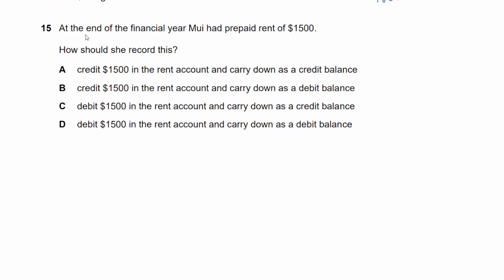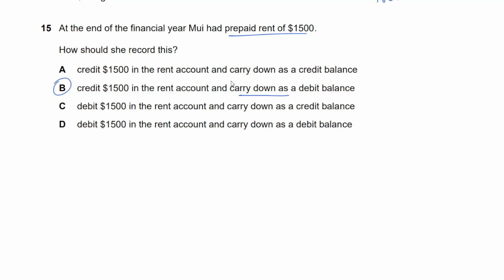Let's move on. Number 15. At the end of the financial year, Mui had prepaid rent of 1,500. How should she record this? It's a prepaid rent. It's an expense prepaid. It should be carried down. Carry it down as a debit balance, and credit the 1,500, right? So these are always very confusing. Just be a bit careful with these.